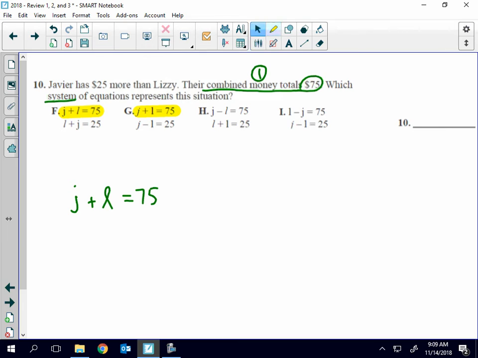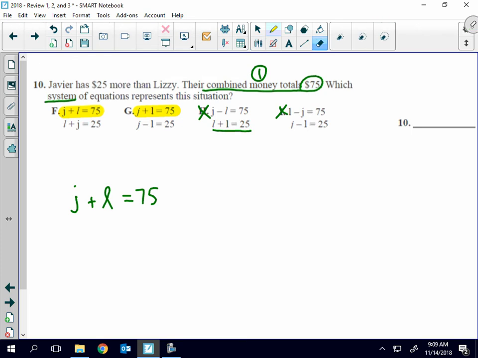So it cannot be H and I because H anyways says that their combined money is $25. That's not true. And I doesn't say any of that. So it's not any of those two.